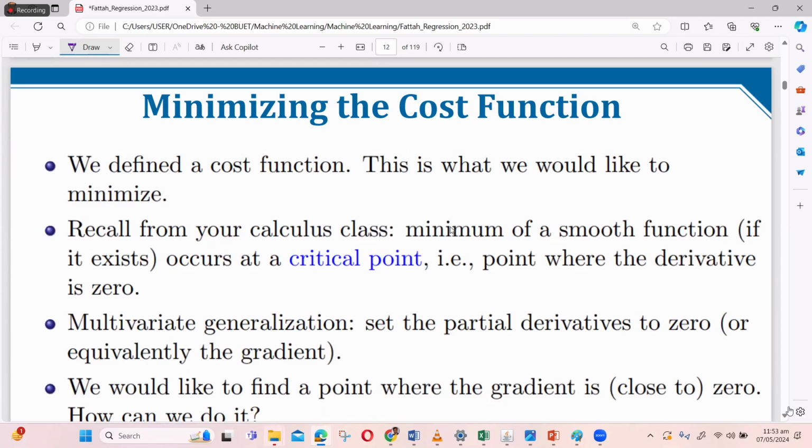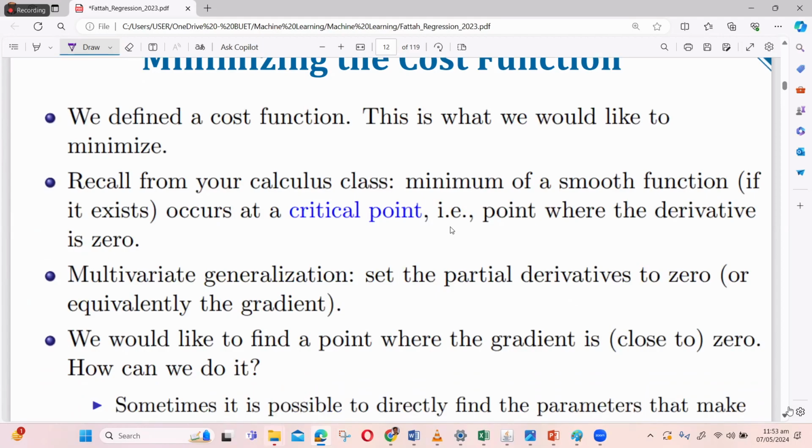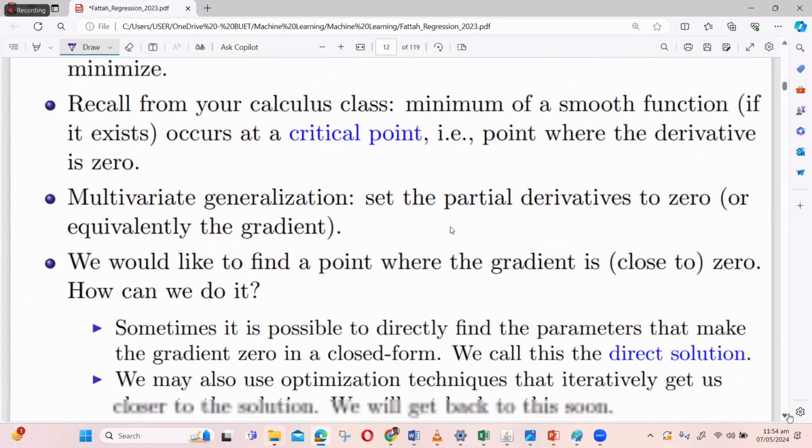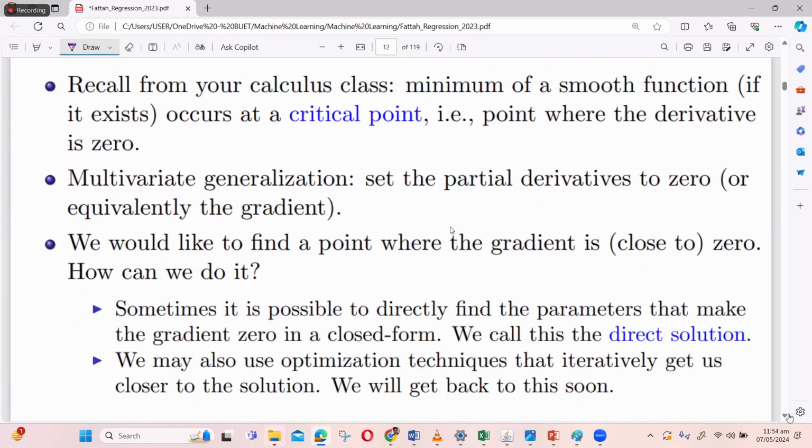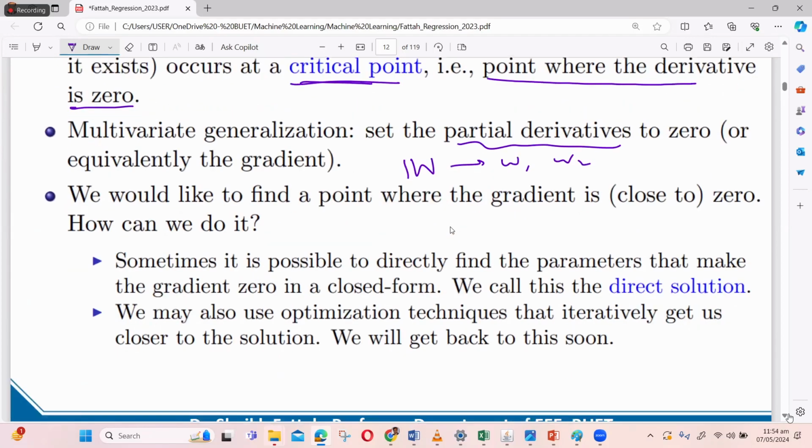So minimizing the cost function is our objective. And we have to decide how we will update our W and B so that we reach the minimum position. That minimum position is called the critical point, the point where the derivative of cost function is zero. So basically we'll do partial derivatives because W has a lot of parameters, W1, W2. So that partial derivative we have to make equal to 0.